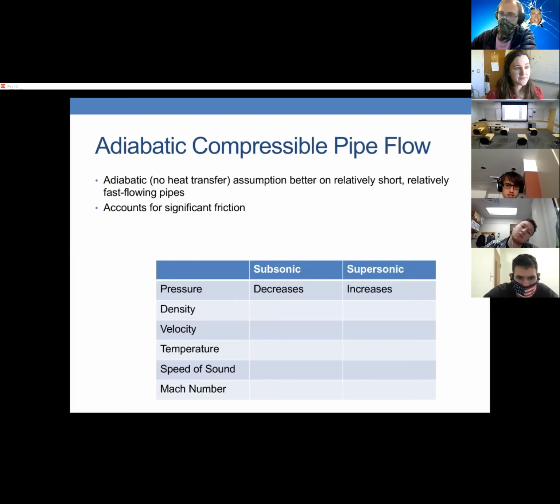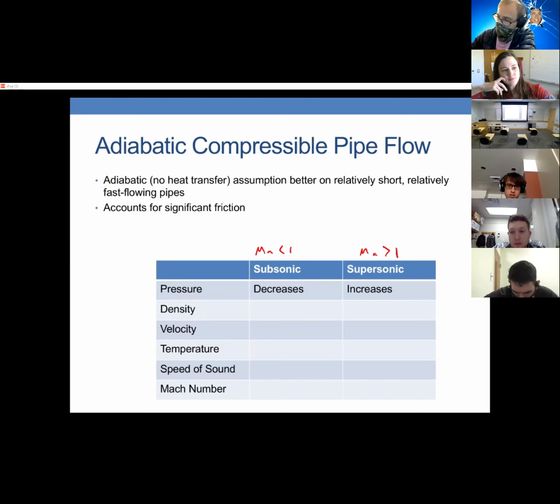Okay, so we've got friction happening. And in subsonic flow, friction makes pressure decrease, just like we're used to. And then in supersonic flow, above Mach 1, it actually does the opposite. It makes it increase. Okay, so supersonic flow pressure is going to increase along the thing. But let's think about next.